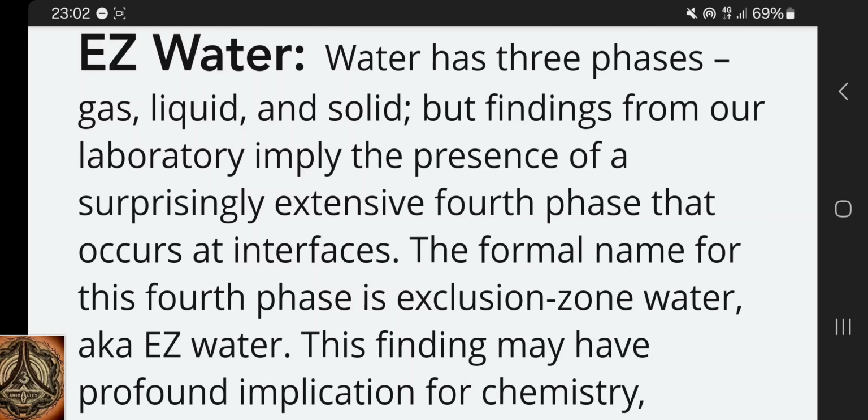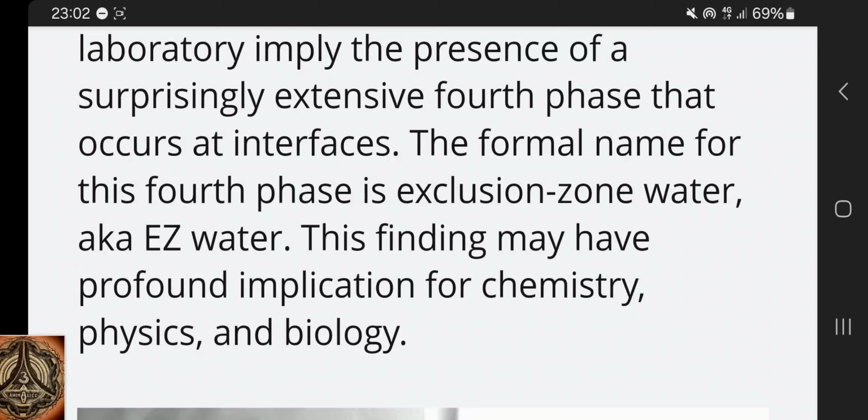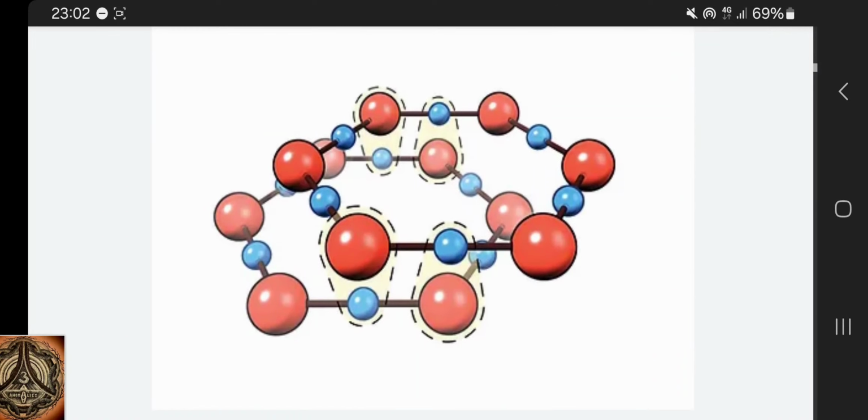Anyway, this finding may have profound implication for chemistry, physics, and biology.